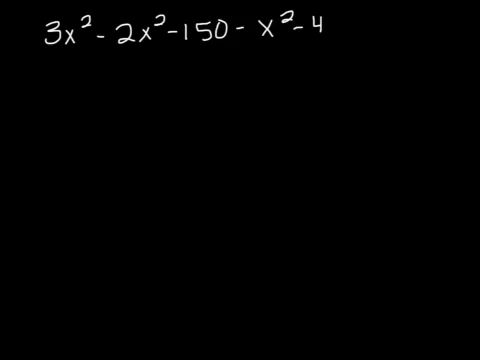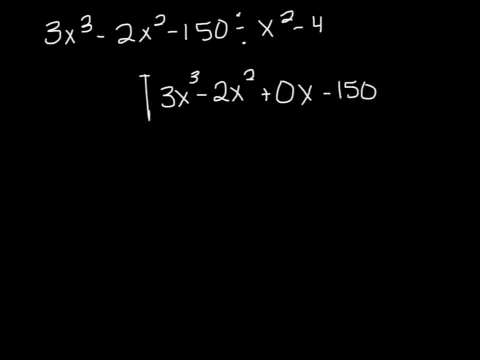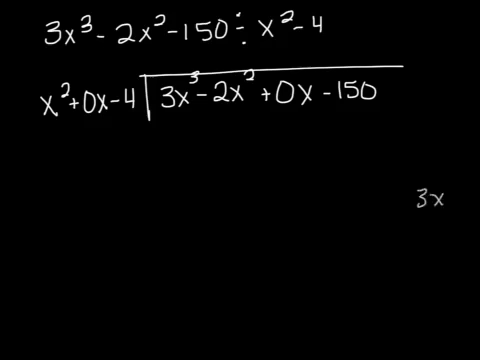Let's do one more together. Every degree has to be accounted for. So I have a degree 3, a degree 2. I don't have a degree 1, so I'm going to put a 0x minus 150. I have to do the same thing on the outside. Degree 2, degree 1, and a constant. So divide. 3x to the third, x squared, leaves me 3x.